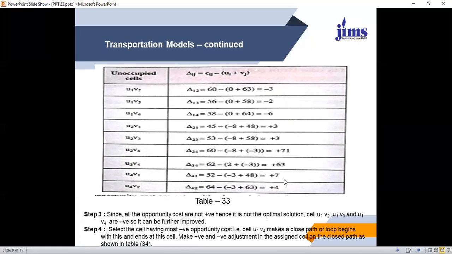So what is the most negative? Most negative is U1 V4. This cell is the most negative. So the most negative opportunity cost is U1 V4. So we have to make a closed loop path which begins from U1 V4, from this cell, and ends at this cell, and make positive and negative adjustment in the assigned cells like this.